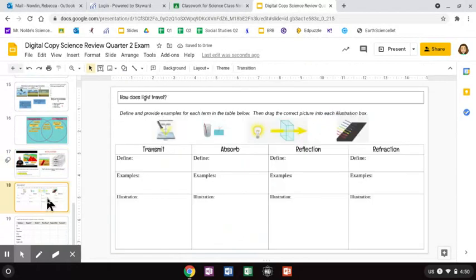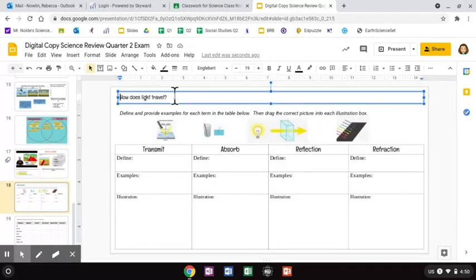All right, 18. All right, how does light travel? Remember that light always travels in a straight line. Think of like a laser pointer or a flashlight beam. It's always radiating out in a straight line. Okay, and then we're going to define and drag the pictures to each correct spot.